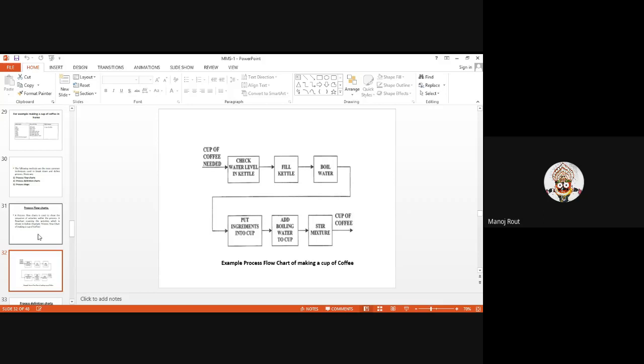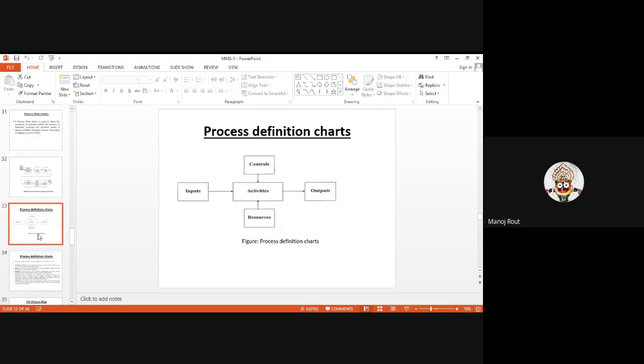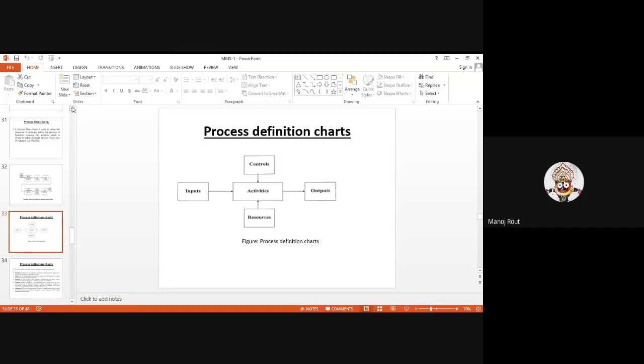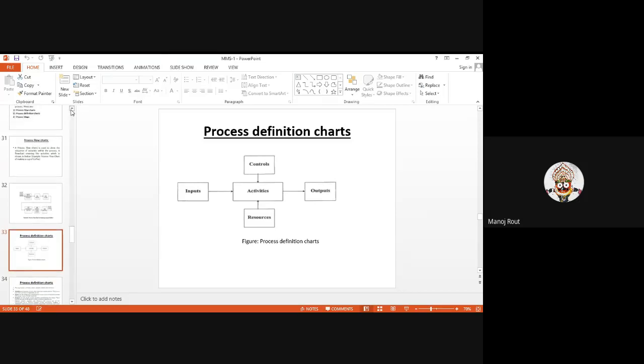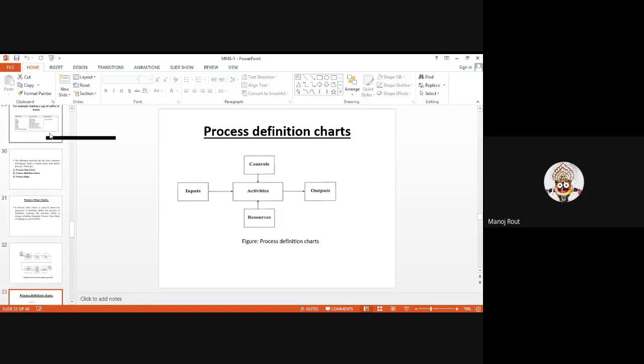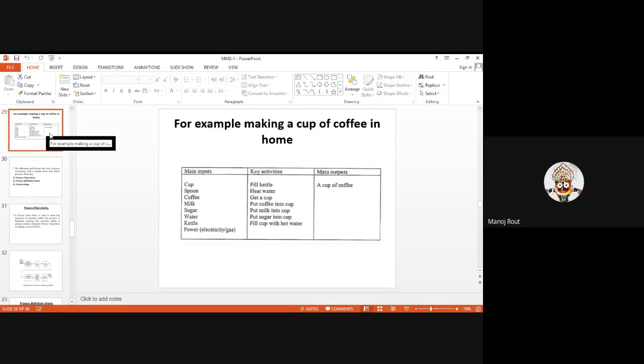The next one is the process definition chart. A process definition chart simply contains the inputs, controls, outputs, resources, and activities. So for making a cup of coffee, what different resources are required? The resources are the kettle, cup, gas or electricity, milk, and sugar. These are known as the different types of resources.